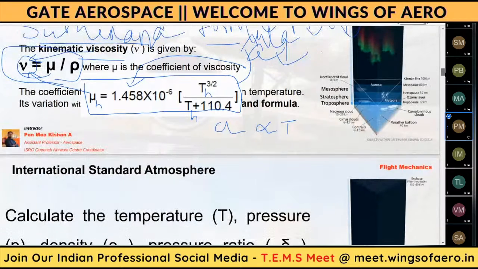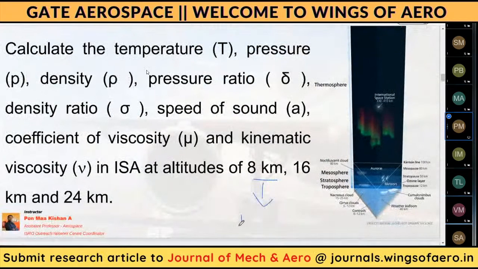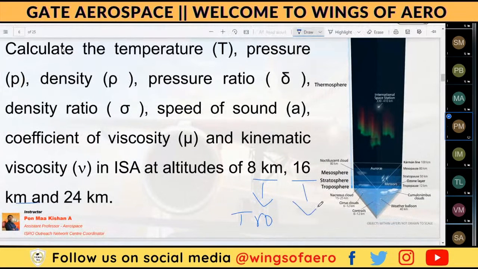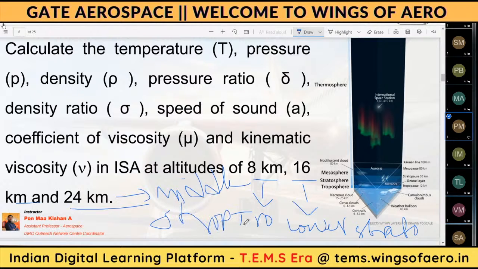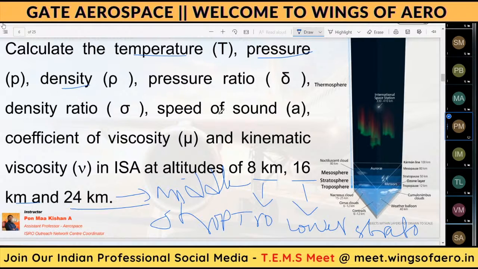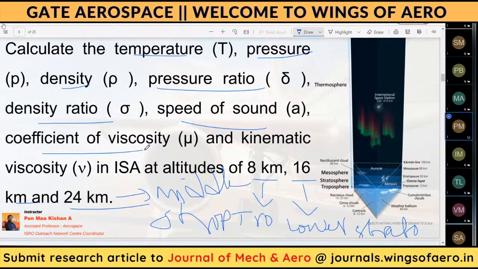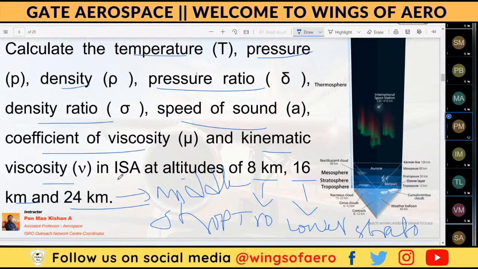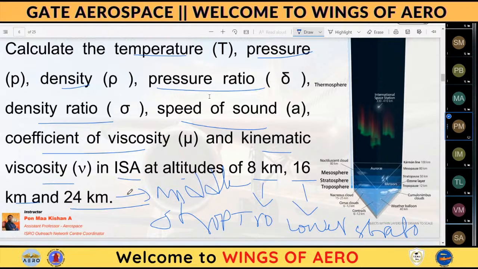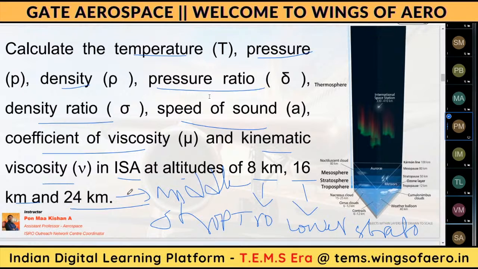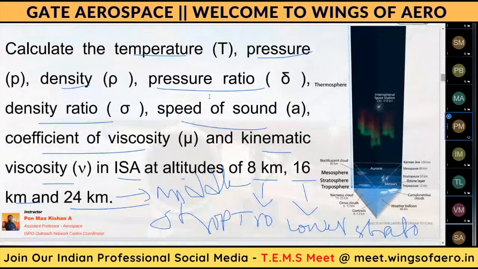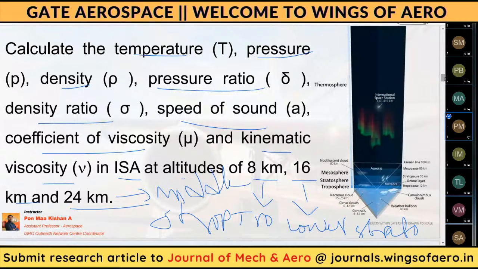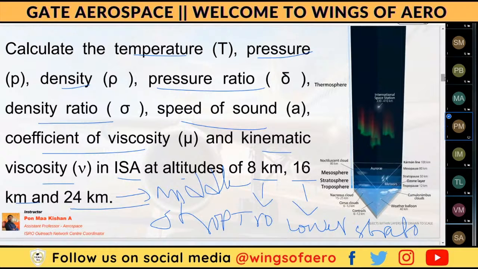So let's calculate at various altitudes: 8 kilometer altitude, this is in the troposphere; 16 kilometer altitude, lower stratosphere; 24 kilometer altitude, middle stratosphere. We will calculate temperature, pressure, density, pressure ratio, density ratio, speed of sound, coefficient of viscosity, and kinematic viscosity in the international standard atmosphere for 3 different altitudes. Kindly take a paper and pen so we can start solving step by step. You have to type the answer in the chat box. I will be hiding the answers.